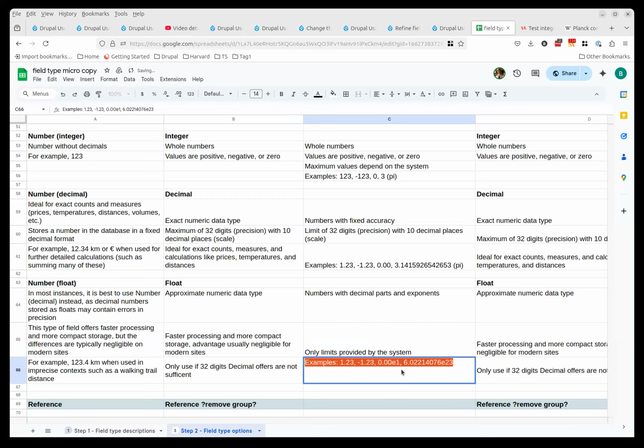So we could also have a googol, right? A googol is one with 100 zeros. Yeah, that might work.